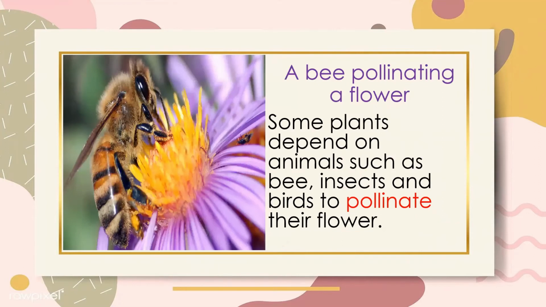Next one is a bee. Look at the picture, please. A bee pollinating a flower. Some plants depend on animals such as bees, insects, and birds to pollinate their flower. Again, to pollinate their flower.